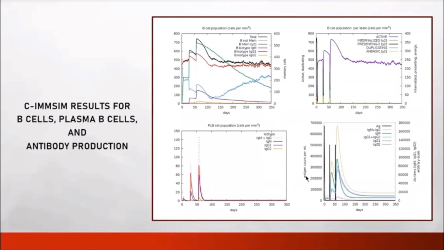So the strong presence of long-lasting memory B cells, as well as the repeated induction of mature class switching B cells. You can see that there are different isotypes of B cells. So what this means is that there's a diverse humoral immunity, which is equipped and ready to defend the body. The state of whether these B cells are active, internalizing, presenting, duplicating, or anergic is depicted on the graph beside it on the top right graph.